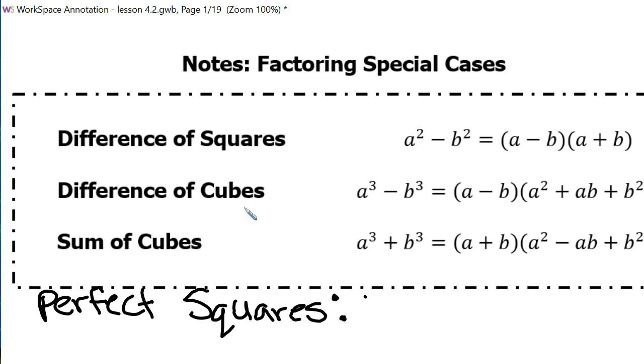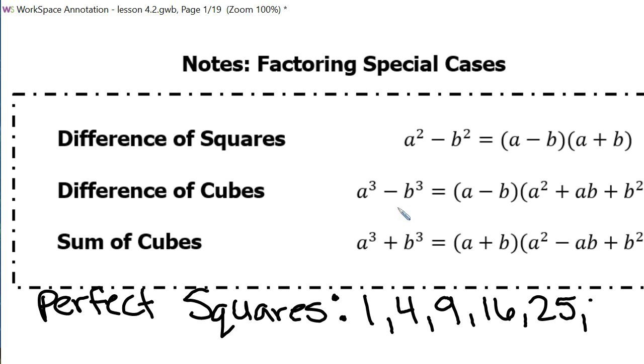1 squared. 1. What is 2 squared? 4. What is 3 squared? 9. What is 4 squared? 16. What is 5 squared? 25. What is 6 squared? 36. What is 7 squared? 49. 8 squared? 64. 9 squared? 81. And 10 squared? 100. And I'll put dot, dot, dot, because that would continue. But there's the first 10.